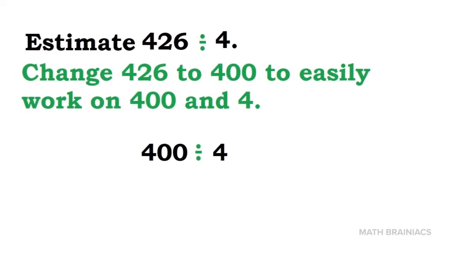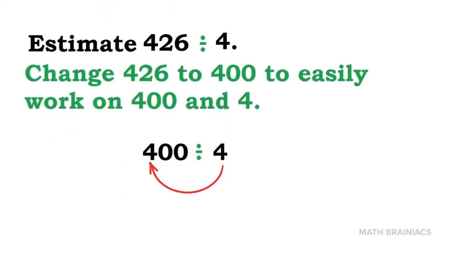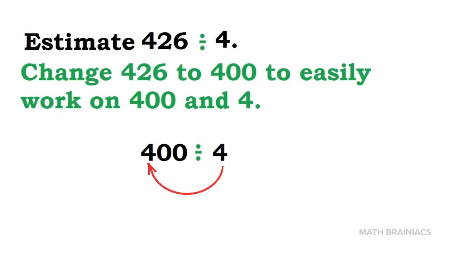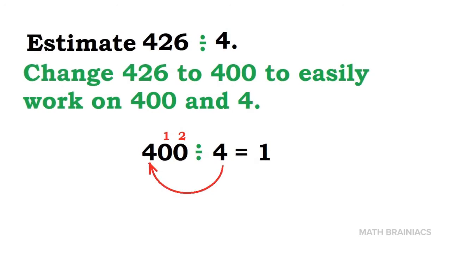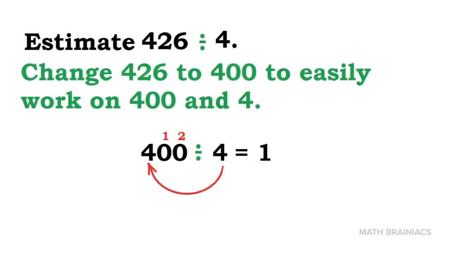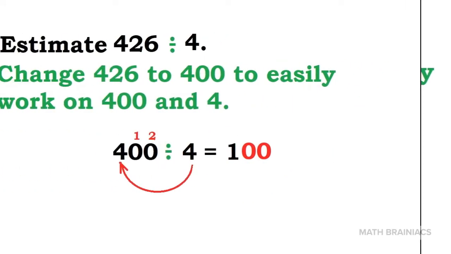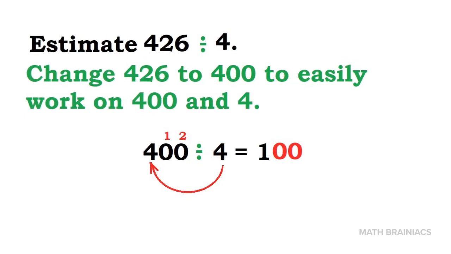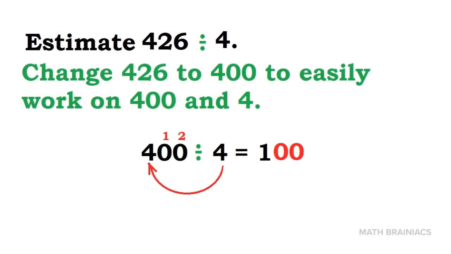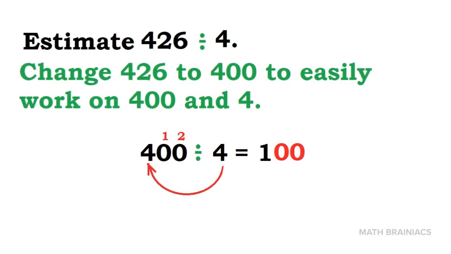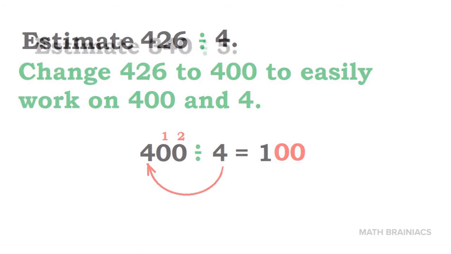Accordingly, 400 divided by 4. How many 4s are there in 4? There is one 4 in 4. You can spot right away that there are still 2 zeros in the dividend. Accordingly, we're going to have 2 zeros in the quotient. Therefore, 400 divided by 4 is 100. It is easy, right? Just round off the number to the nearest hundred or find the compatible numbers.